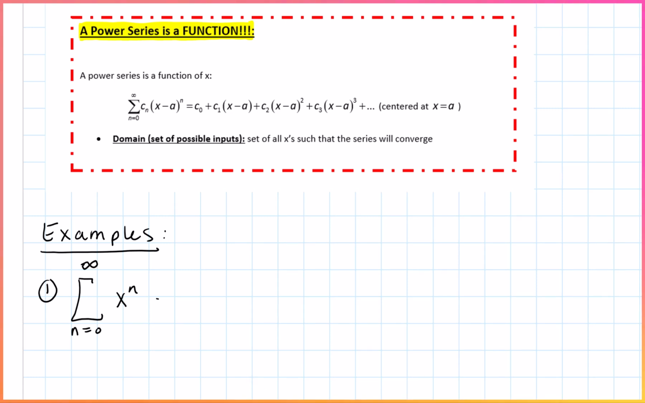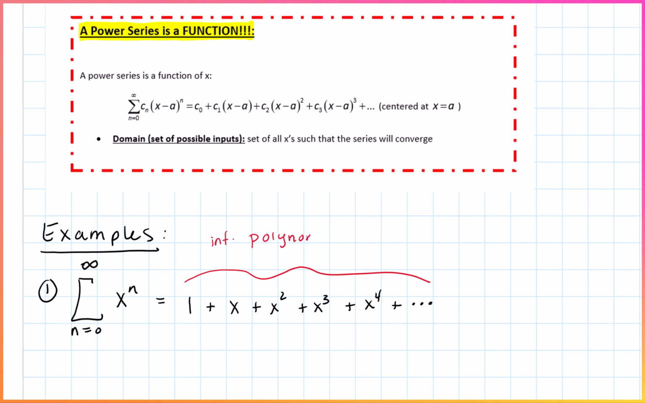From n equals 0 to infinity, this would become the infinite polynomial. They are functions that are infinite polynomials. When we plug in 0, we get 1, and then when we plug in 1, we get x, and then we get x squared, x cubed, x to the fourth, and so on. This is infinite, so this goes on and on and on. So again, remember, these are polynomials. They are infinite polynomials, these power series, but it is a polynomial.